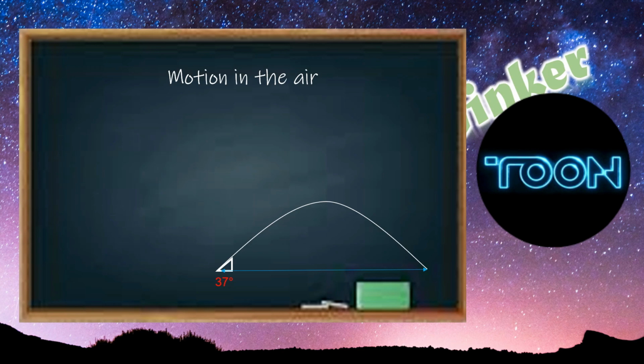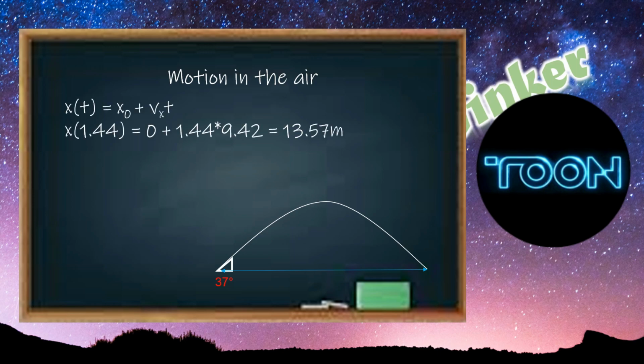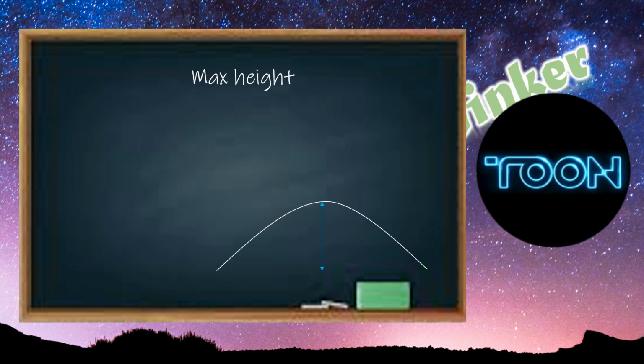Now we can answer question 1. We will multiply the time we got by the speed in the x-axis, and we get 13.57 meters. To answer question 2, we need to understand when exactly the height is maximum. Maximum height means that from the moment onward, the height is decreasing. That is, the speed in the y-axis changes its direction. So we're looking for the moment when the velocity is exactly 0.